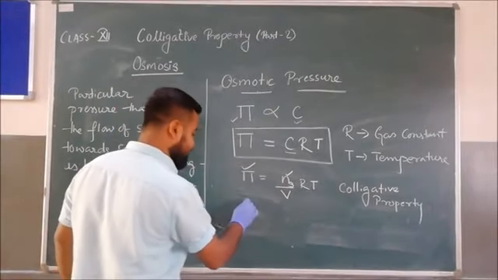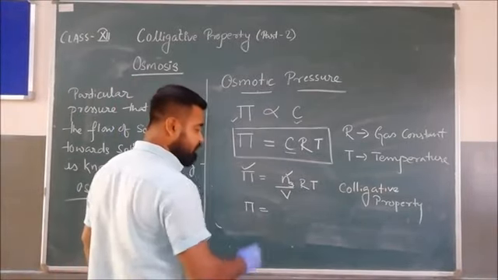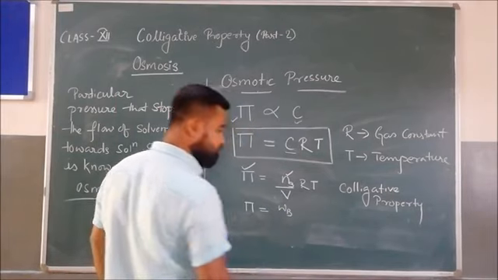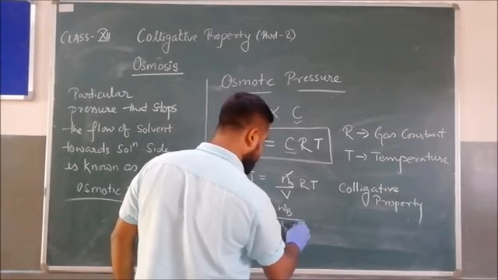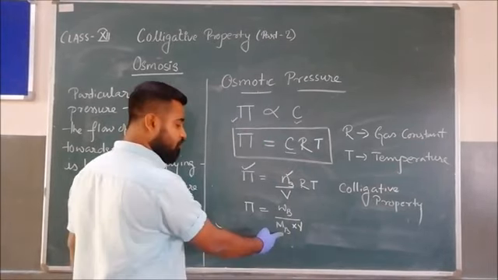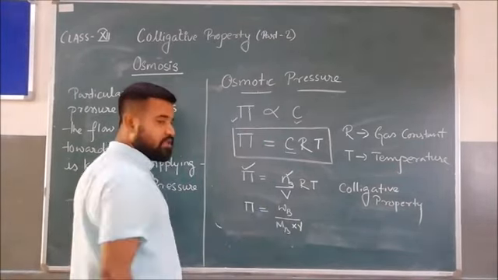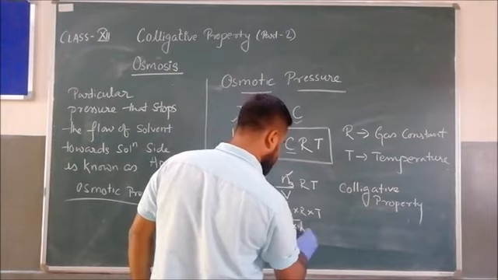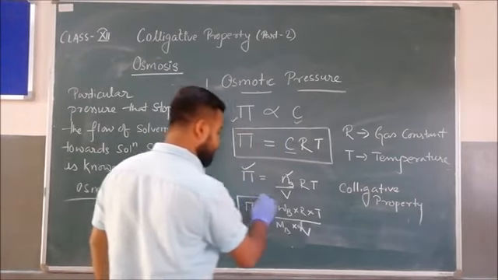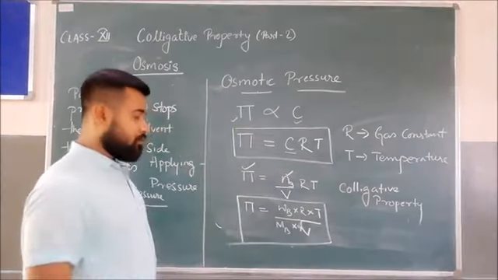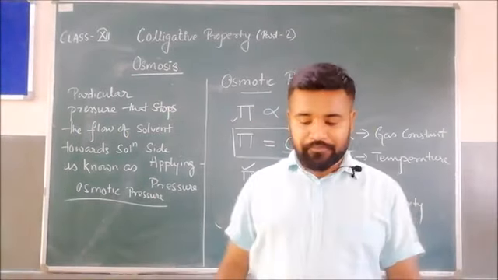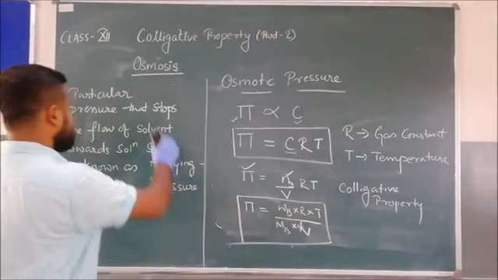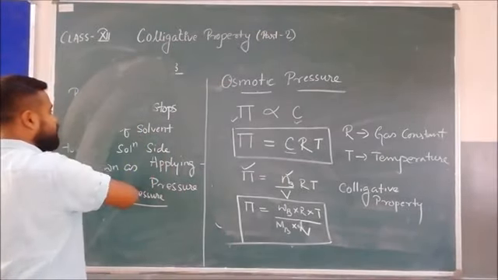Now nB can be written as WB by MB into V, so pi equals WB by MB V into RT. MB is the molar mass of the solute, WB is the given mass of the solute. So this is the complete equation for the osmotic pressure. Clear? This is the mathematical derivation of osmotic pressure.